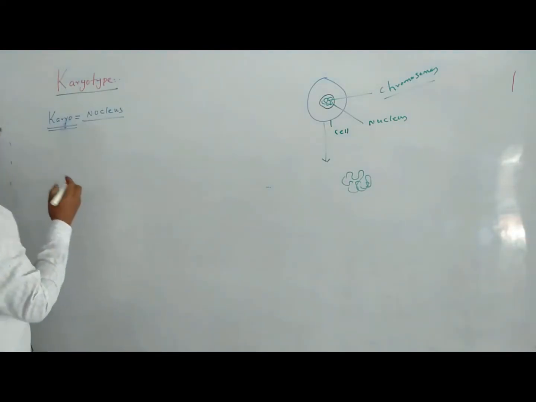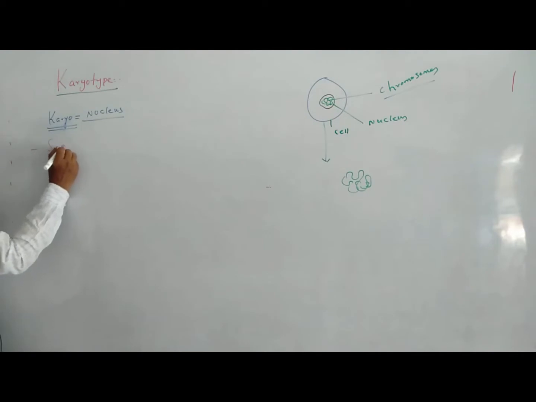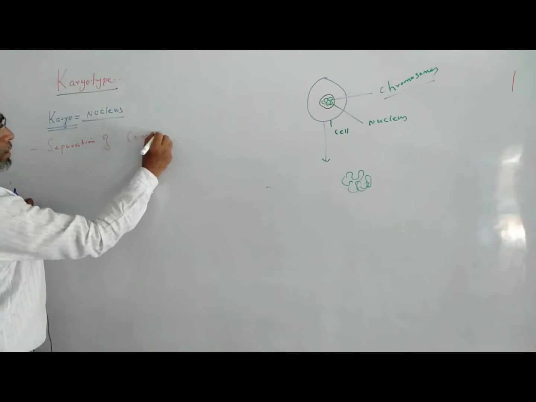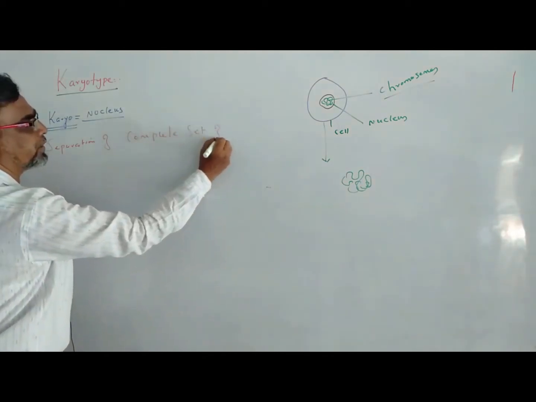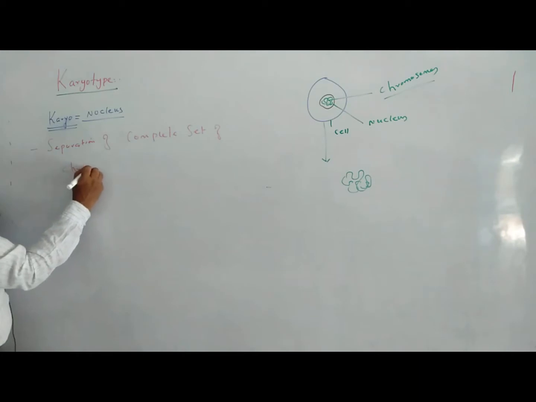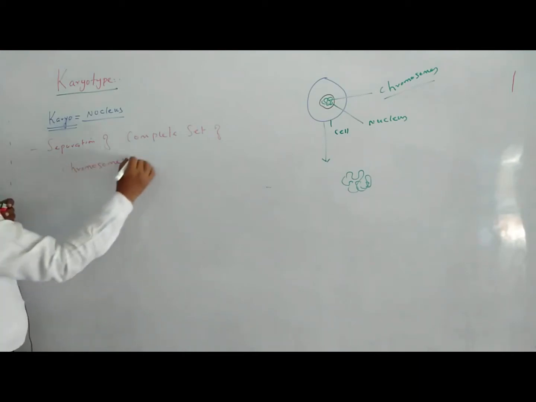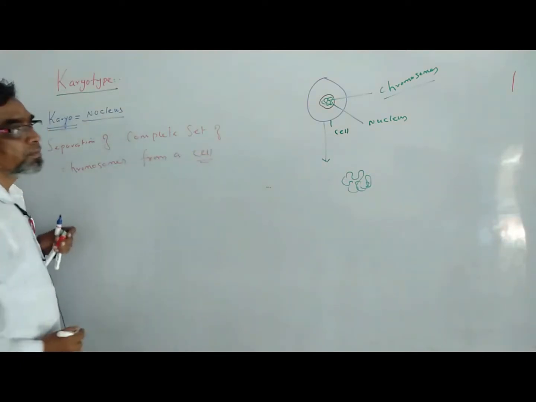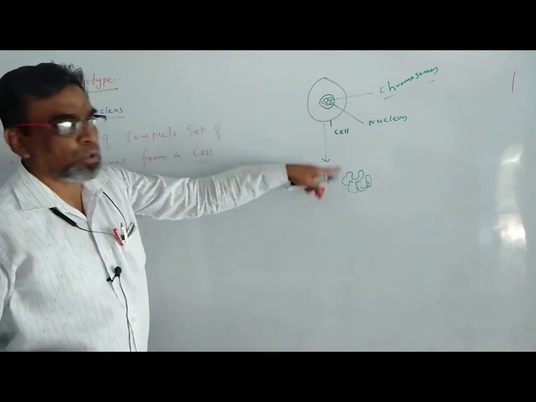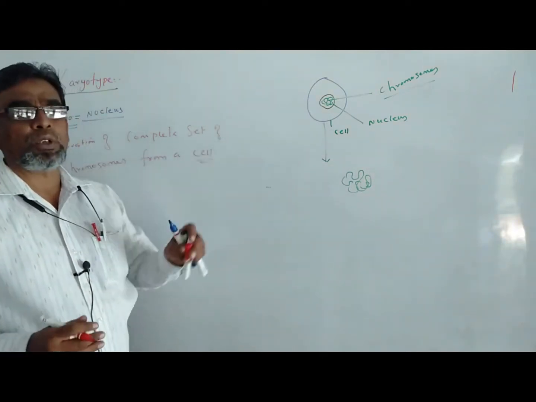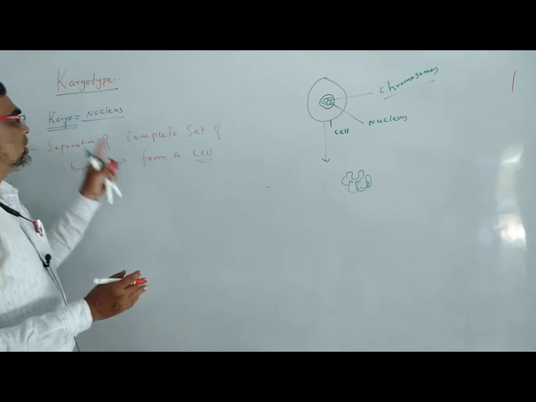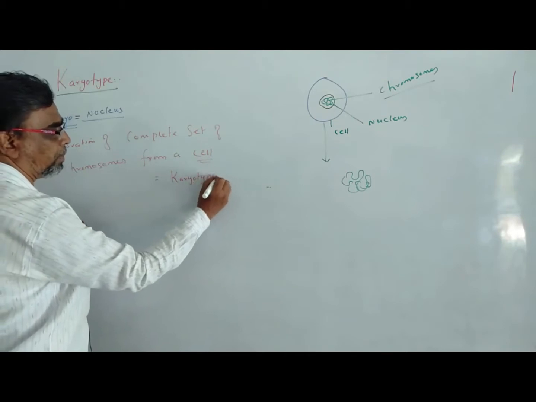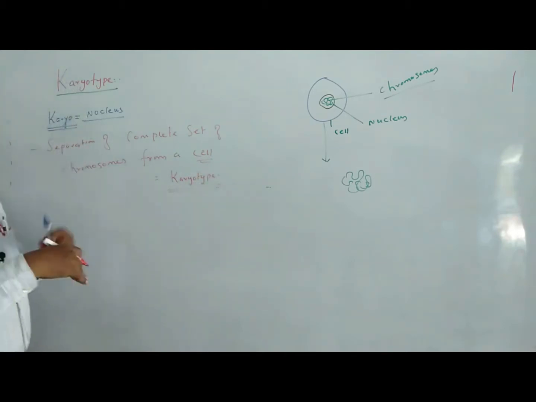Karyotype is nothing but separation of the complete set of chromosomes from a cell. We are separating the complete set of chromosomes from a cell. This is called karyotype.